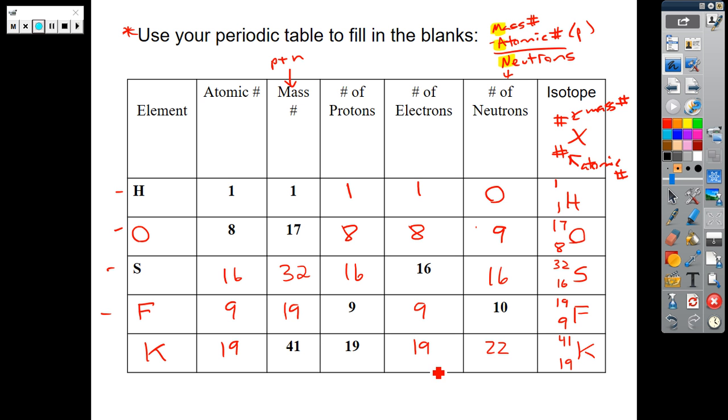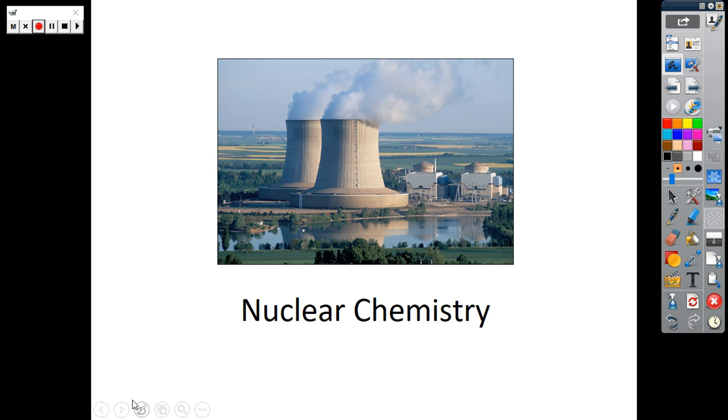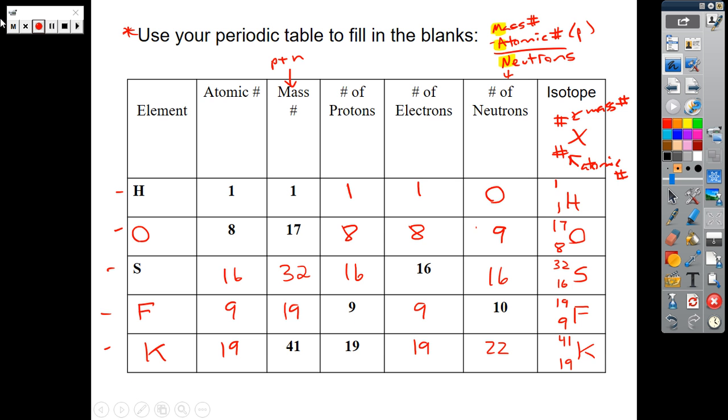Okay? All right, so just a little practice there to try to help you understand the relationship between these different particles and how you can use your periodic table to get a lot of this information. Okay? All right. That will end the lesson this time.